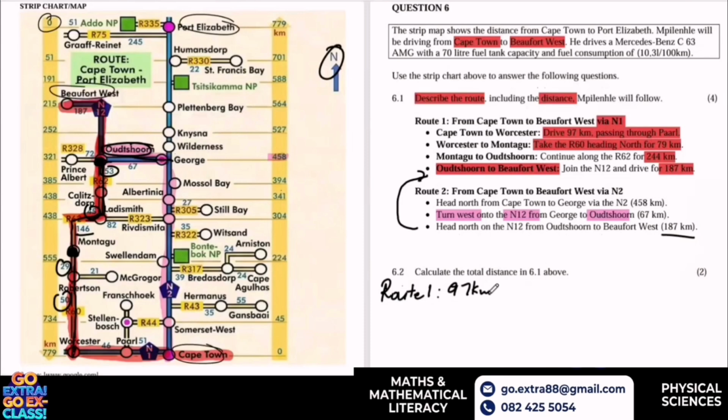So now you're going to say 97 kilometers plus 79 kilometers, and you'll also have 244 kilometers, and the last one that you're going to add is 107 kilometers. So now if you add all those distances, you'll get a distance of 607 kilometers for route number 1.